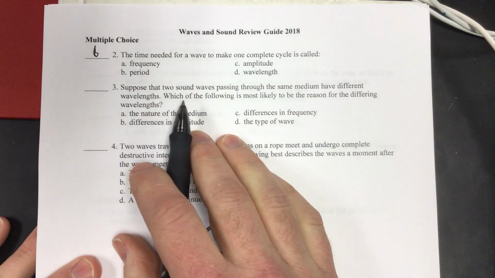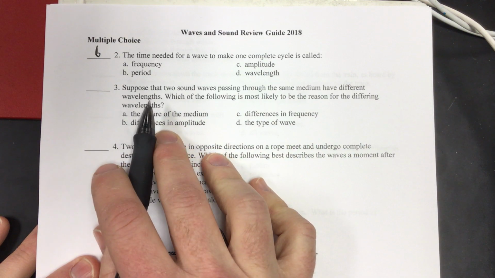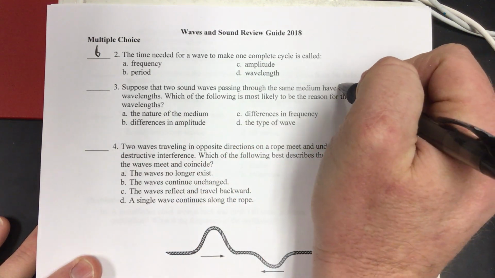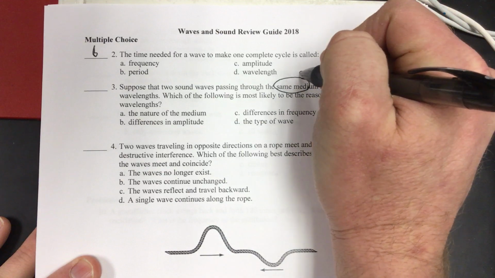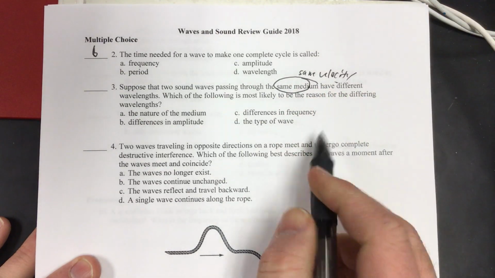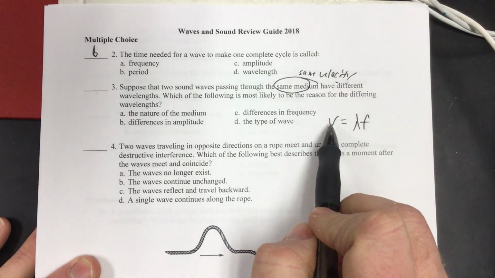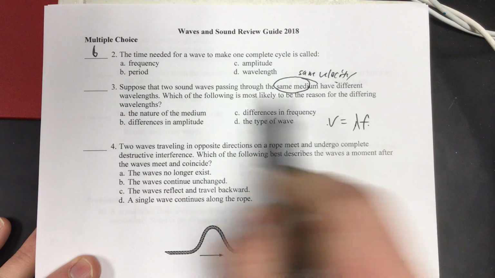Two sound waves passing through the same medium have different wavelengths. So same velocity, because it's the same medium. Anytime you see the words same medium, you're going to think same velocity. That's why we do that. And remember, velocity equals wavelength times frequency. So if it's the same velocity, you change one of these, the other changes.